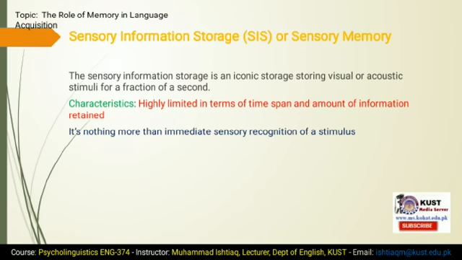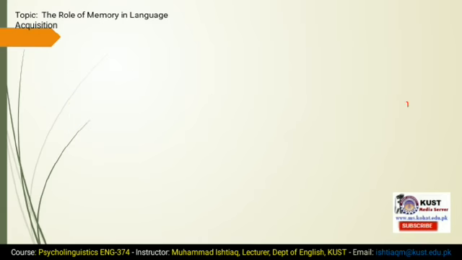known as short-term memory. So it's nothing more than immediate sensory recognition of a stimulus. Sensory information or sensory memory is just the recognition of things. As soon as they are recognized, they are lost. However, if we pass it to the short-term memory, then there's a possibility of retaining it for some time. Next is short-term memory.